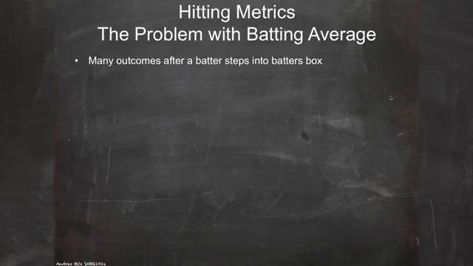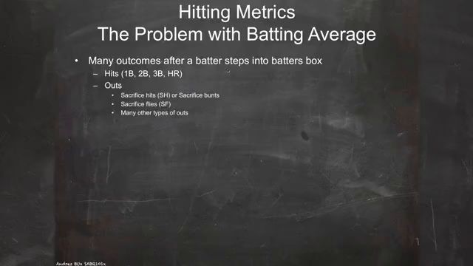There are many outcomes that happen when a batter steps into the batter's box to start their at-bat. There can be hits, and those are categorized as singles, doubles, triples, and home runs. There can be various outs, and I'm separating them out for a reason. Some outs are sacrifice hits. We sometimes call those sacrifice bunts, and the notation for that is SH. There's sacrifice flies, another category of out, abbreviated SF. And there are many other types of outs.